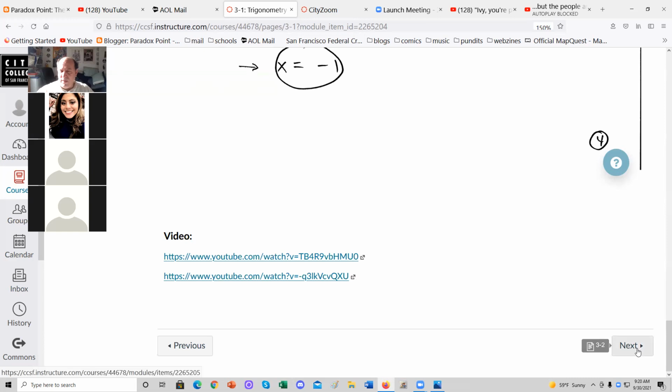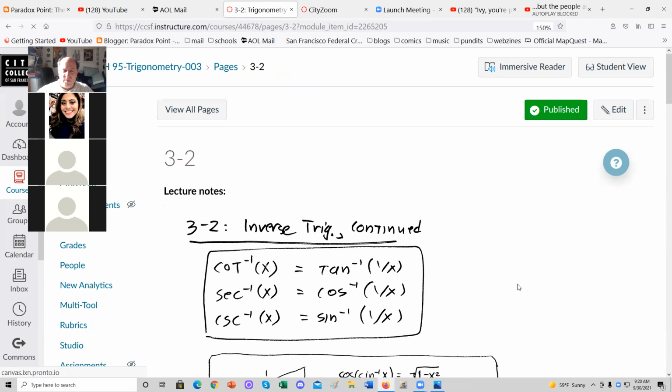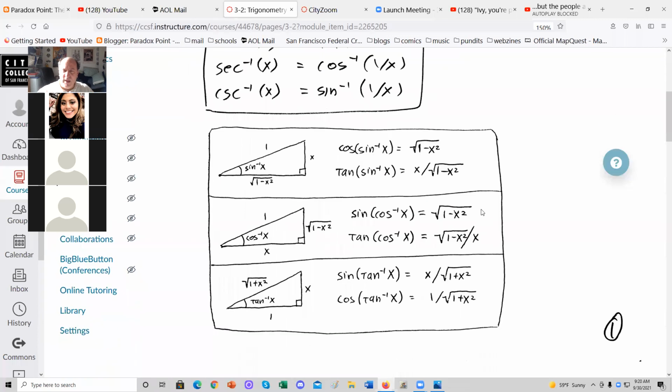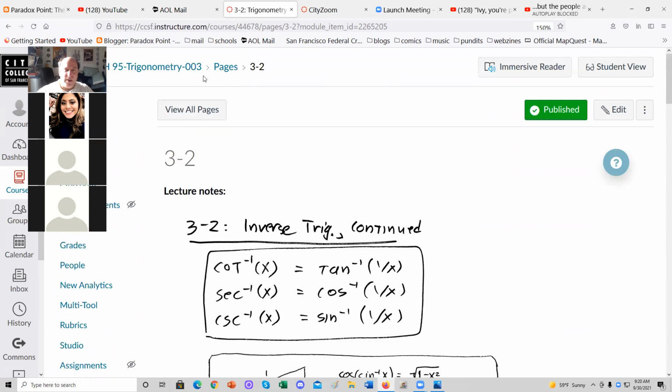Well, okay, that's that for that. Next time, we'll be going over more about inverse trig: arc cotangent, arc secant, arc cosecant. Arc cotangent is arctangent of the reciprocal. Arc secant is arc cosine of the reciprocal. Arc cosecant is arc sine of the reciprocal. We will also go over things like trig functions of arc trig, and there are various diagrams here that explain and quickly give you the necessary formulas. And we'll see more about that next time.